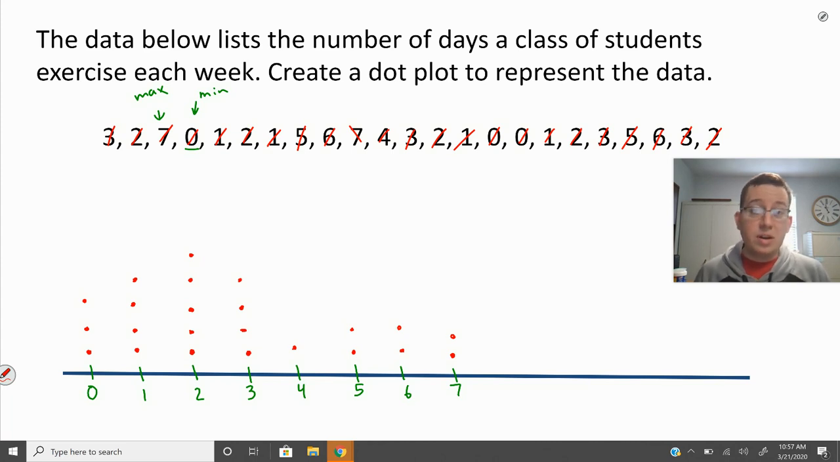Now we're going to do some more analysis with this as we go, but today it's really kind of just basic. You look at a dot plot, get the mode, get the range, and make one.